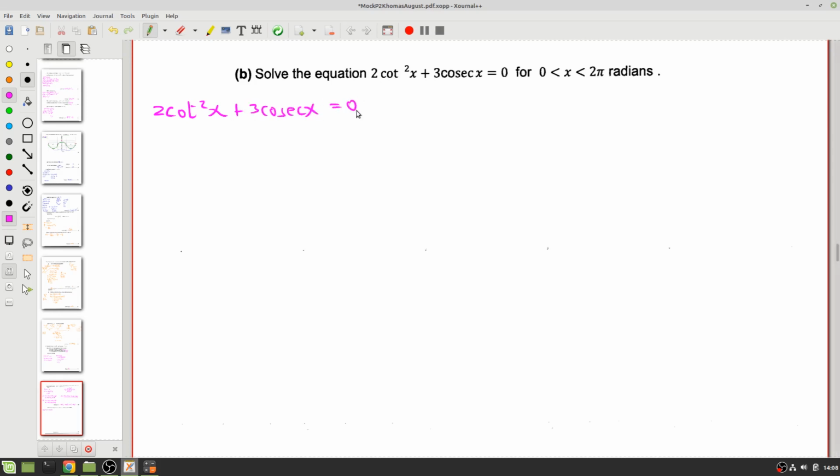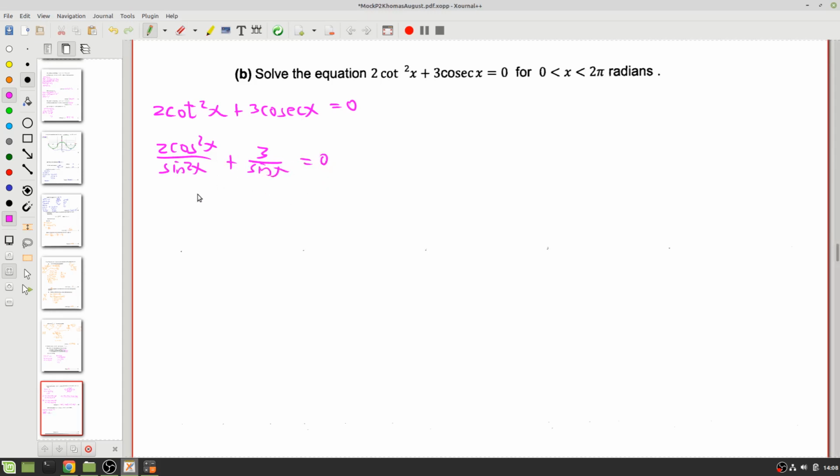Okay, and since our calculators don't have cot or cosec, and we want all of it to be the same, so either sin or cos or tan, then I prefer to just convert everything into sin and cos to start with. So for cot, we'll have 2 cos squared x over sine squared x plus, and cosec is the same as 1 over sin. So we've got 3 over sin x equals 0.